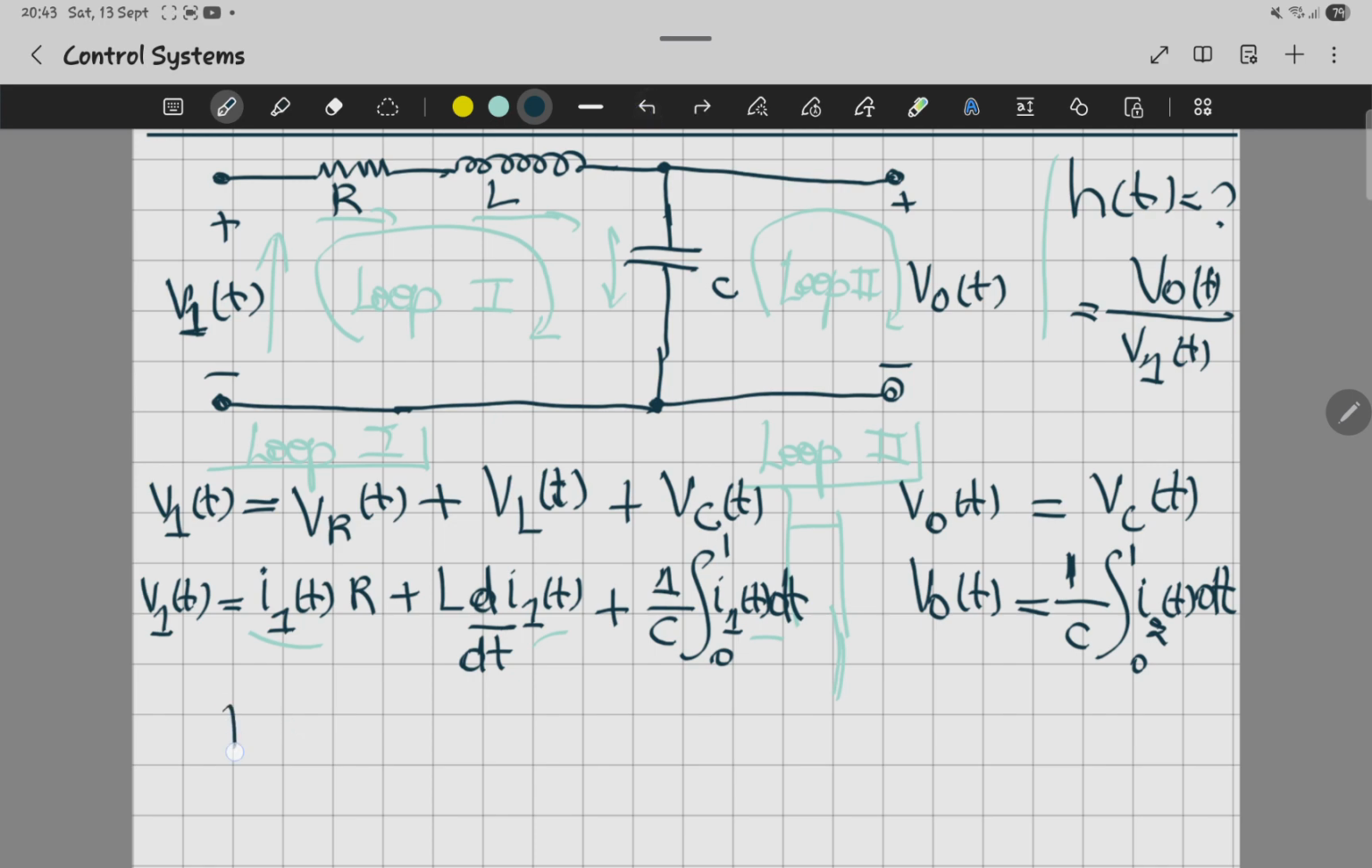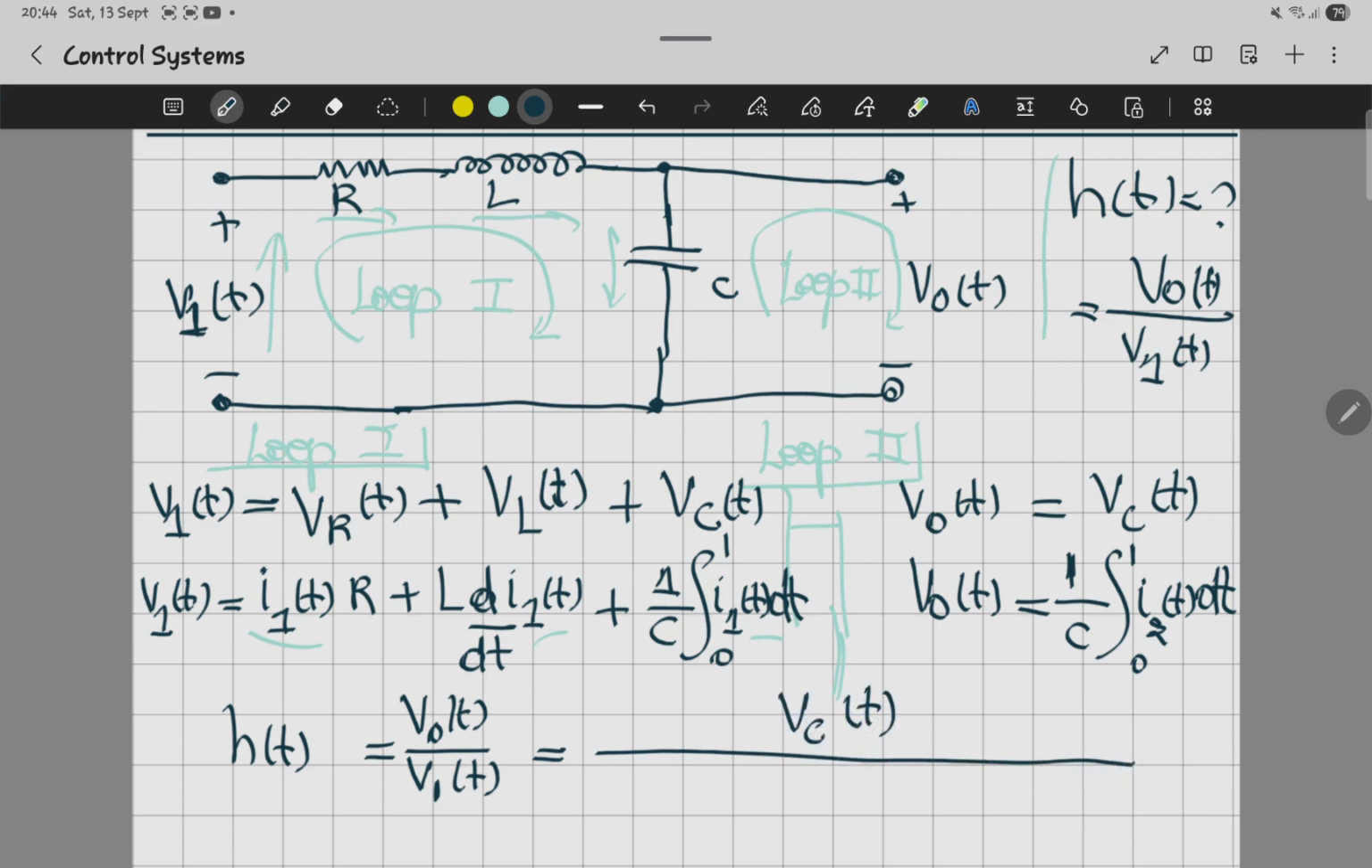If you're looking for V out, if you're looking for the transfer function, it's going to be something like Vo of t over V1 of t. So Vo is VC of t, and then for VR I get something like this. Okay, this is what you get for your transfer function.